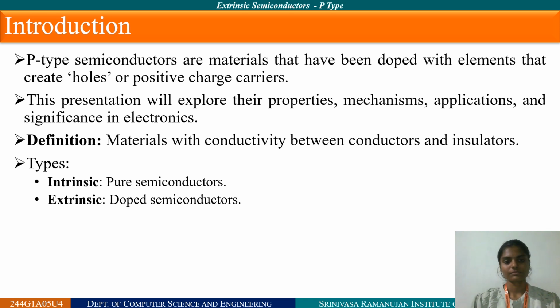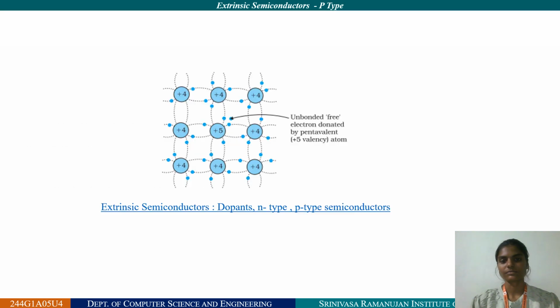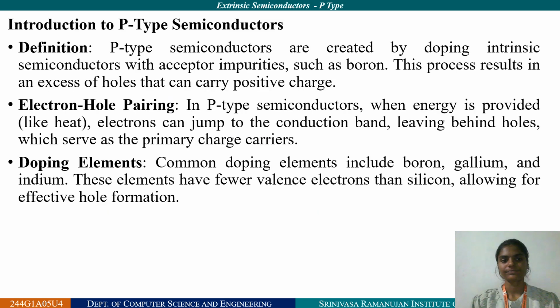Definition. Materials with conductivity between conductors and insulators. There are two types of semiconductors: intrinsic semiconductors and extrinsic semiconductors. Intrinsic semiconductors are pure semiconductors; extrinsic semiconductors are doped semiconductors. This is the example for n-type and p-type semiconductors.